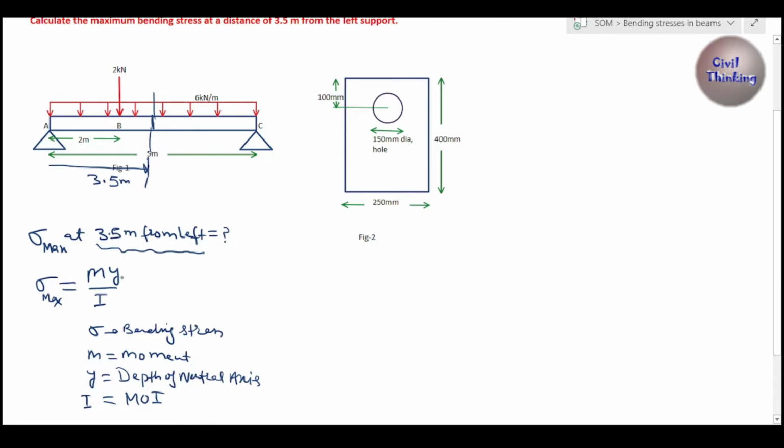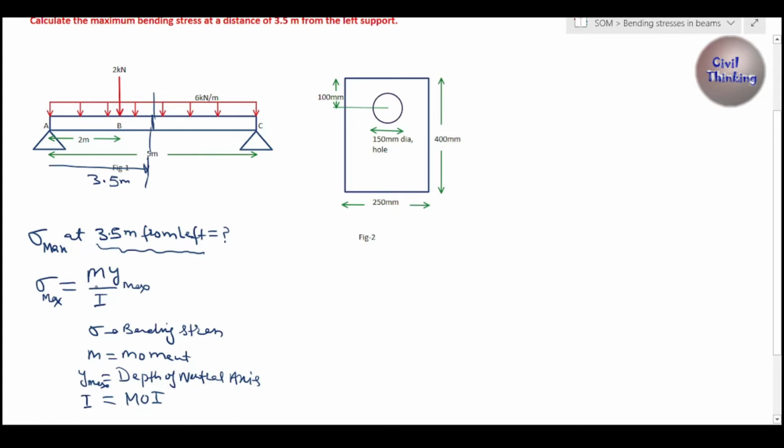Now what is remaining is y. Sigma is directly proportional to y, which means when y is max, sigma will be max too. So our formula is: sigma max is equal to M y max by I. So we don't have to find just y, we have to find y max. We will see what this is in the diagram. When we solve this problem, you will understand all of these terms very well. Now let's first begin with finding the moment.